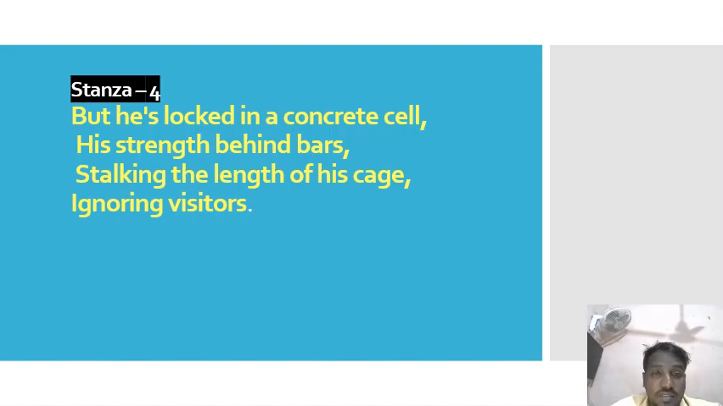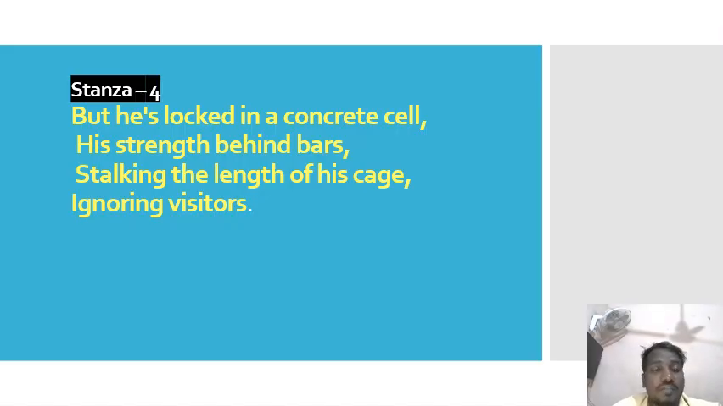But he is locked in a concrete cell, his strength behind bars, stalking the length of his cage, ignoring visitors. In the previous stanza, we saw how a tiger lives in the jungle. What is the nature of the tiger while living in its own habitat? How it frightened the people. But here it's just the opposite. It's captivated and imprisoned in a concrete cell. It's locked up, his strength behind bars, and all its strength has gone or disappeared.